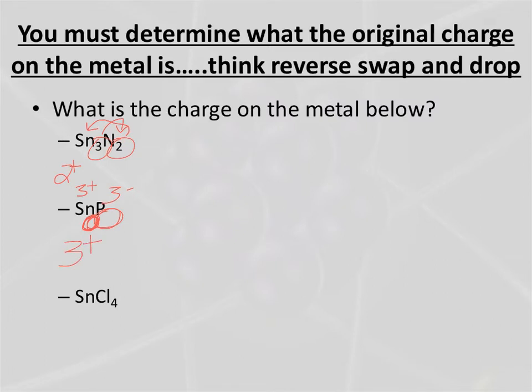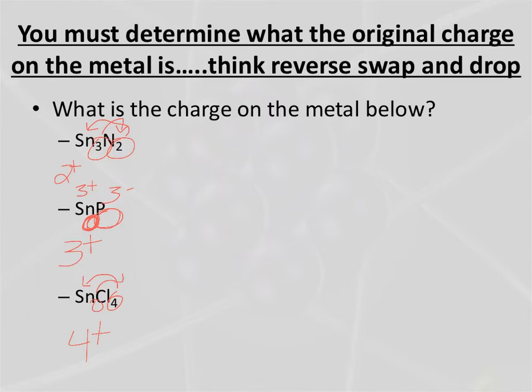Down here, SnCl4, hopefully you saw that 4, realized it came from Sn, and then Sn got a 1 that came from your Cl. So your Sn has a 4 plus charge here. This is one way you can look at it. Another way you can look at it is by doing what I call the I bar.